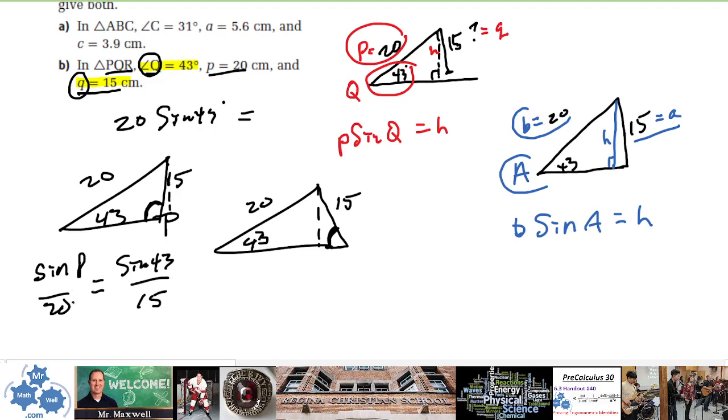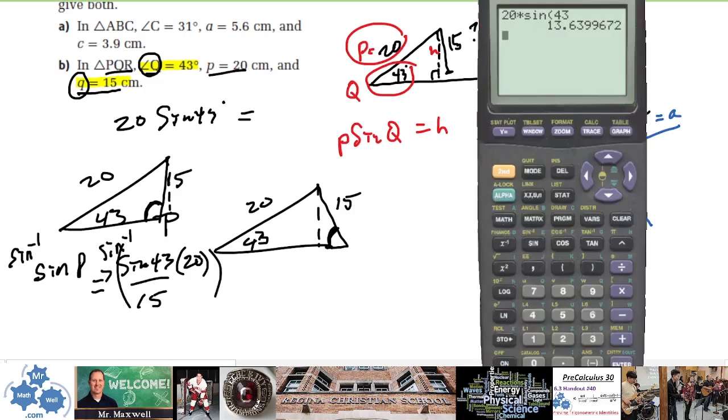If I were to solve for P, I'd have to multiply both sides by 20, okay, to get rid of the 20 here. And then I'd have to take the second function of sine, so sine to the negative 1 of all this, which looks like this. So I'm going to do second function sine of, and I'll use my brackets again here, sine of 43 times 20, bracket, divided by 15. Now, do I have the 1, 2, 3, 1, 2, 3? Yeah. So I have 3 left brackets, 3 right brackets. I've got the right number of brackets there.